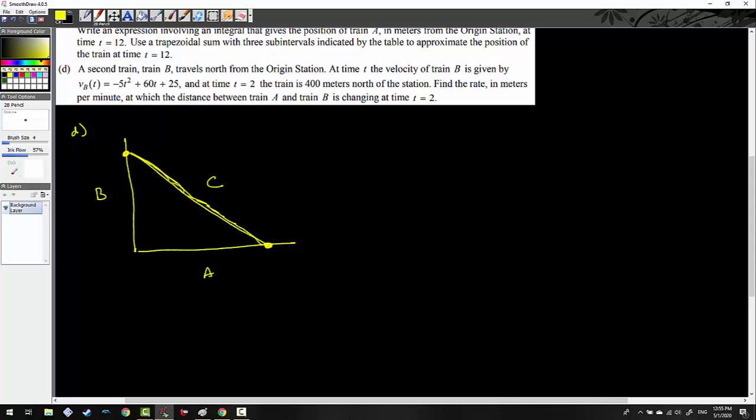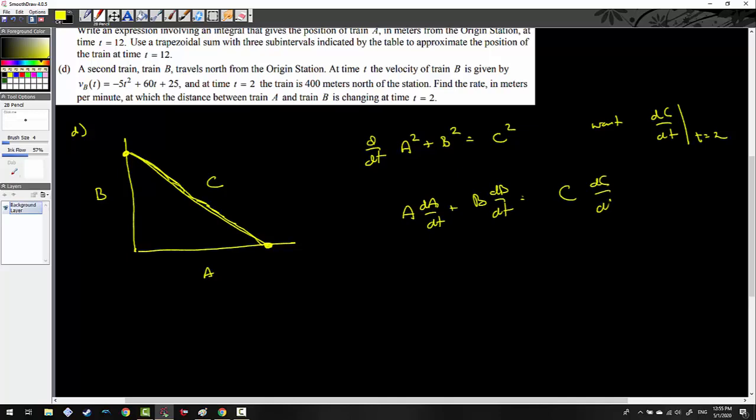Well, to me, this sounds like a related rate problem. And once I establish the rates that they gave me, which are v sub b of t and v sub a of t, I have to come up with a relationship. Well, that's going to be a squared plus b squared is equal to c squared. And what they want from me is dc over dt at t equals 2. So let's take the derivative of this. With all the 2's canceling each other out, I'm going to get a dA over dt plus b dB over dt equals c dc over dt.